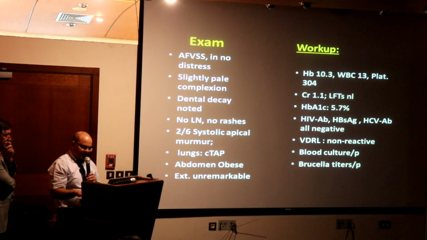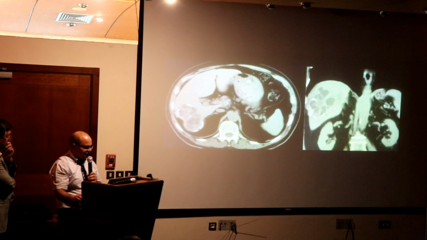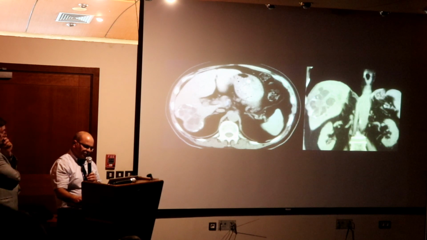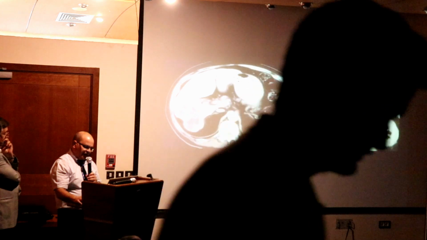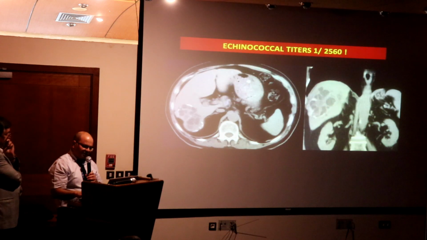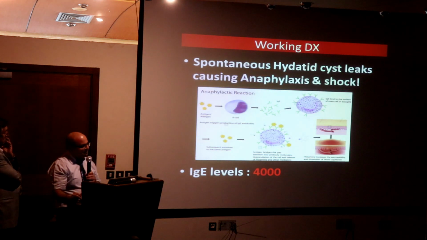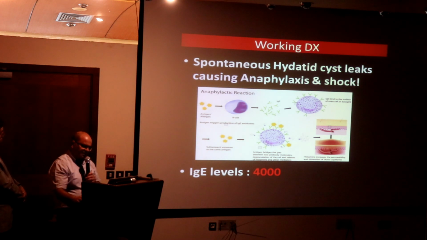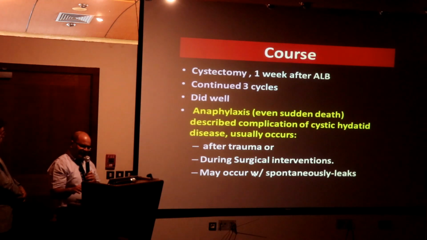Nothing remarkable about exam or labs, but his CT scan was certainly remarkable for this complex cyst with many daughter cysts in a rosette form, some calcification, indicating that it had begun to heal. But the problem, we think, is that it was still active. His echinococcal titers were high. And we think what had happened was a leak, an occasional leak from trauma or the like, causes mast cell degranulation. His IgE levels were high and anaphylactic shock.